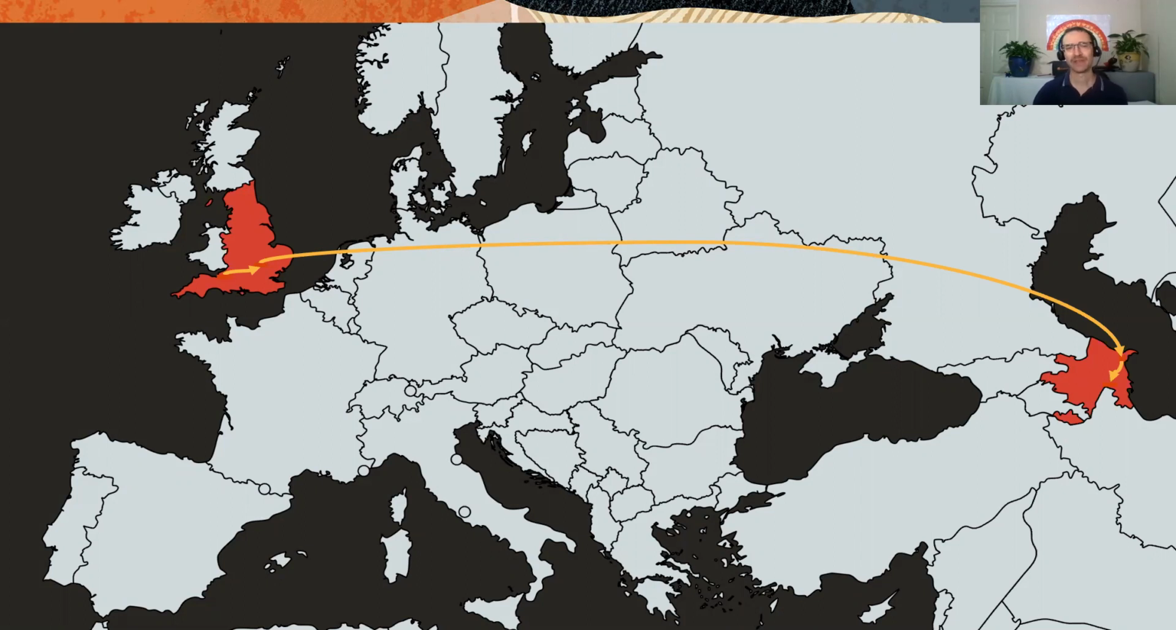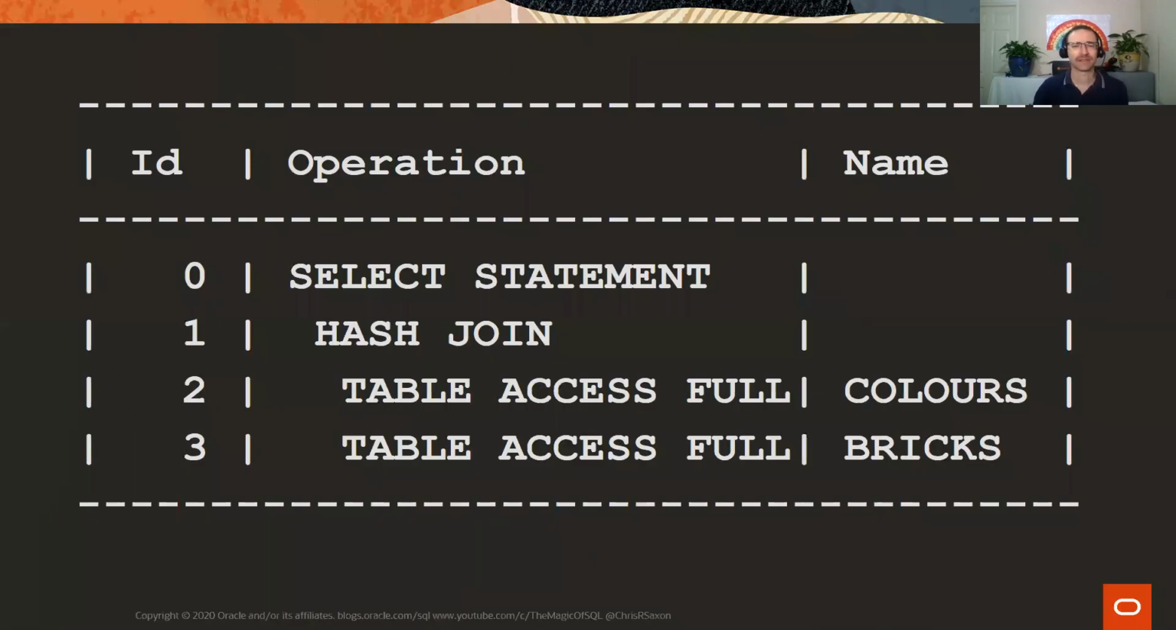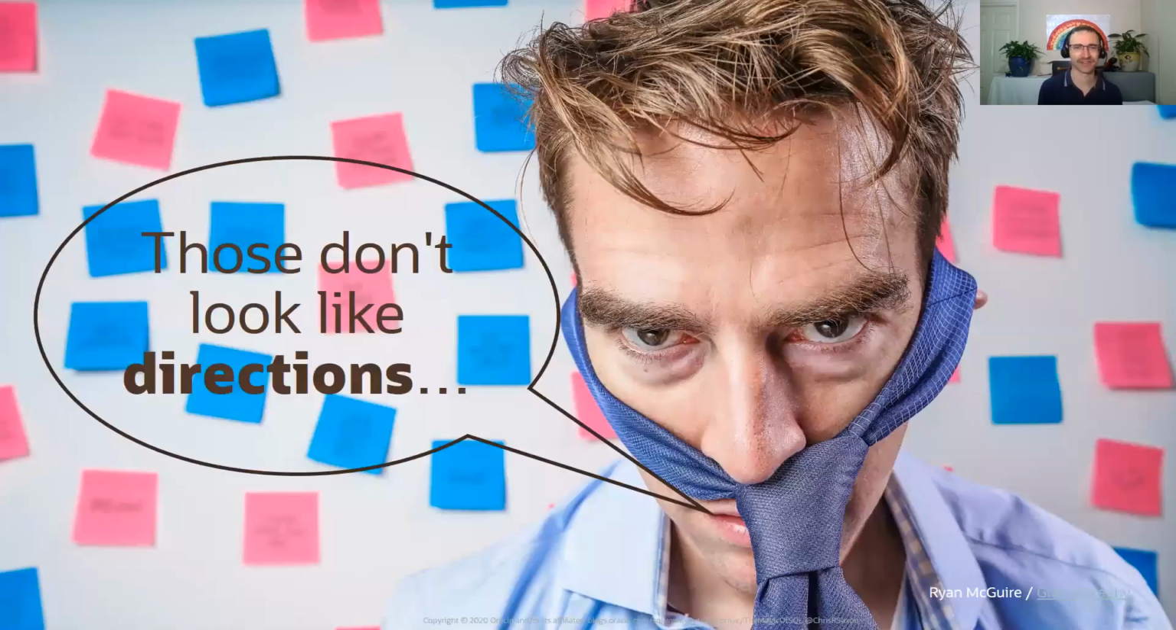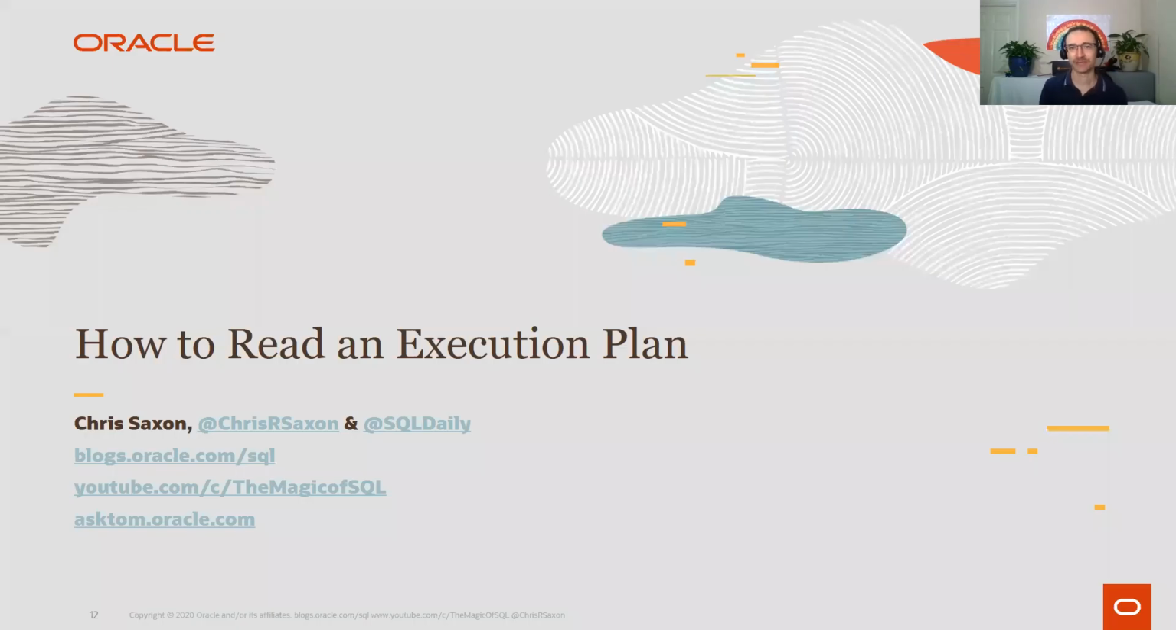Fairly straightforward. But when we've got a plan like this, you're just like, well, hang on, that's just some text there. Those don't look like directions to me. How the heck do I understand those? So that's what we're going to do in this session. We're going to look at how we can draw the arrows on those execution plans so you can see the route the database takes through the plan, and then look at some things you should look for to help you optimize the query, actions you could take to make it run faster.